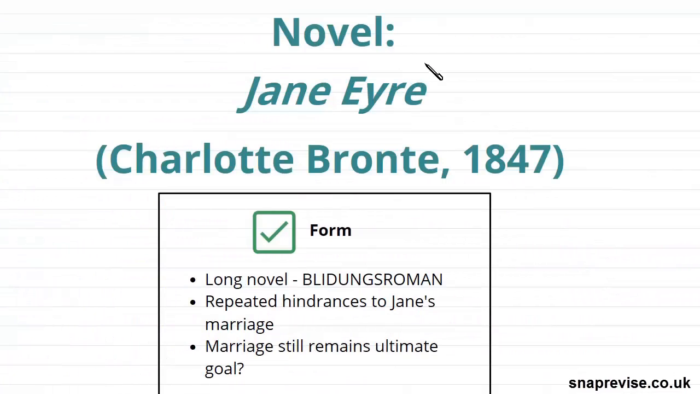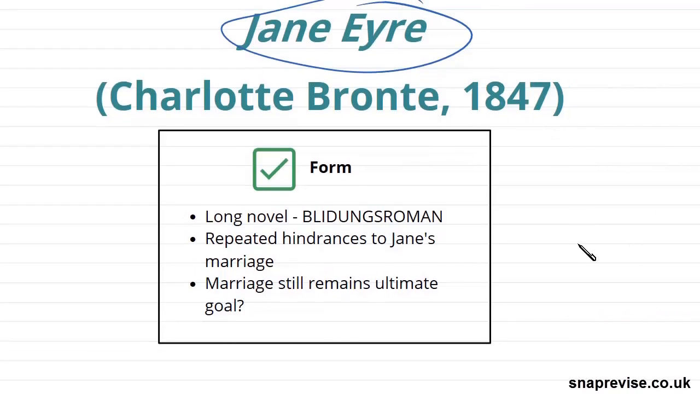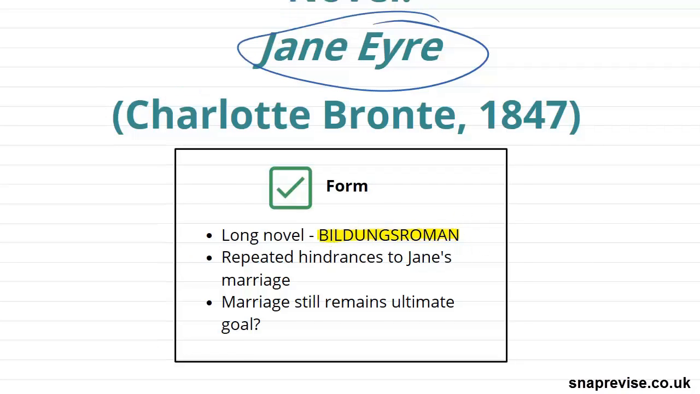So, the novel that we're going to be looking at is Jane Eyre by Charlotte Bronte, which was published in 1847. And the first item on our checklist is form, so we take a look at the form of the novel. It is a very long novel. It is called a Bildungsroman, which is essentially a type of novel that follows a character from childhood to adulthood, that was very popular at the time.